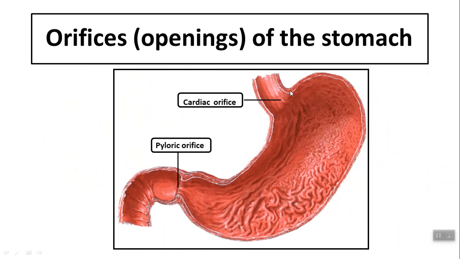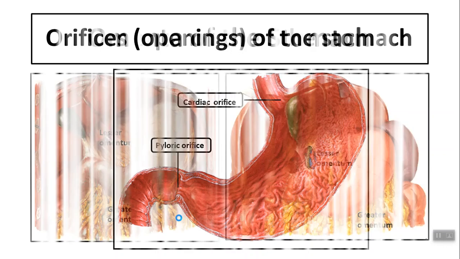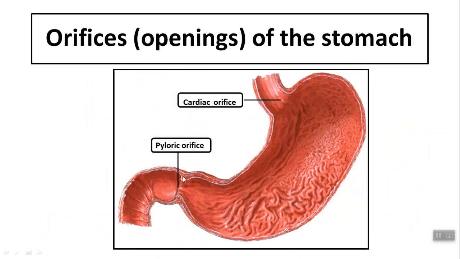What are the orifices or the openings of the stomach? We have a proximal and a distal opening, or upper and lower opening. The upper one is called the cardiac orifice, and the lower one is called the pyloric orifice. The pyloric orifice is guarded by an anatomical sphincter, the pyloric sphincter. Here we have a thickening in the circular muscle layer that forms this sphincter, which controls the rate of passage of food from the stomach to the small intestine.